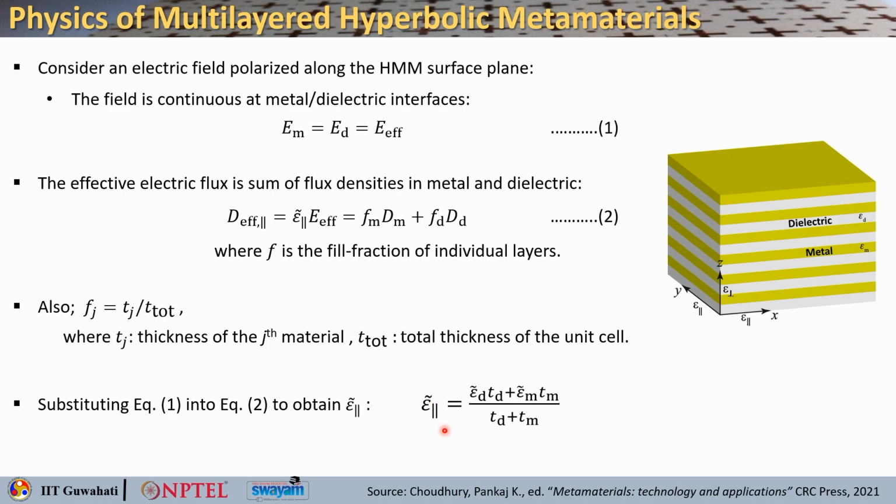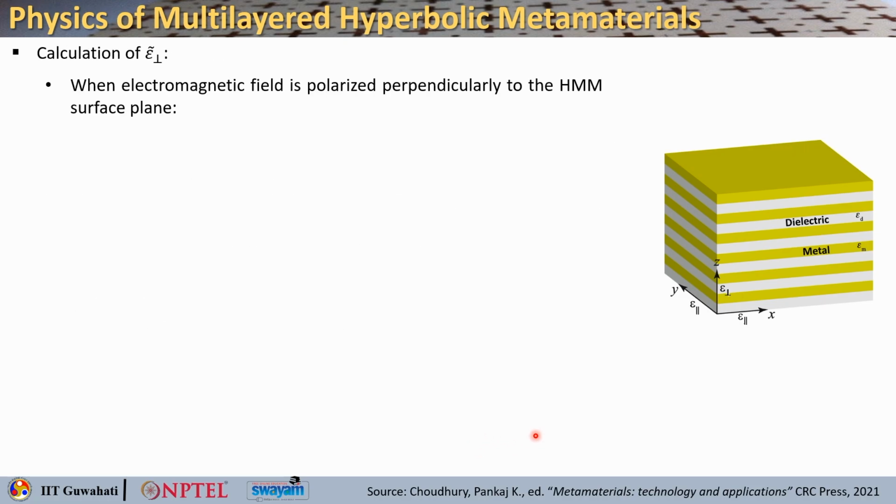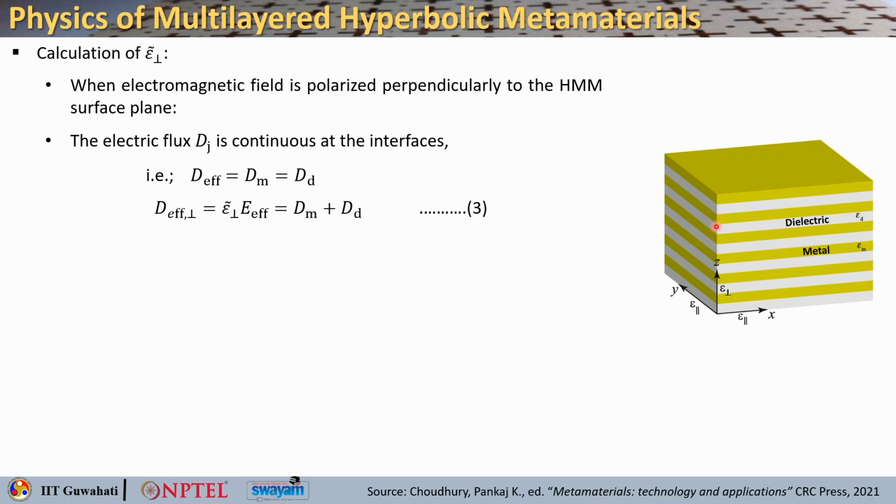So you are basically having epsilon parallel, which is given as epsilon d Td plus epsilon m Tm divided by the total thickness Td plus Tm, right. So that is how you can obtain the parallel permittivity. Now let us look into how we can calculate this epsilon perpendicular. In this case we have to consider an electromagnetic field that is polarized perpendicularly to the HMM surface plane, that is, the electric field is along this direction, to be honest.